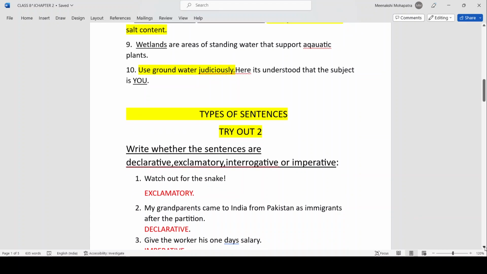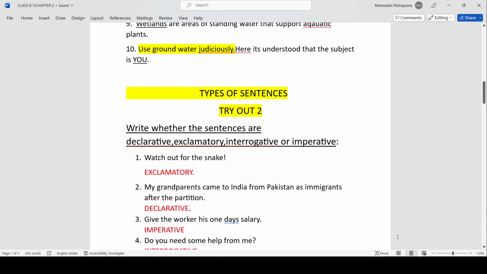Watch out for the snake. Now, in this sentence, there is an exclamation mark at the end of the sentence. Watch out for the snake. Now, when we see a snake, we are in a state of shock. So, we exclaim out, watch out for the snake. So, this is an exclamatory sentence.